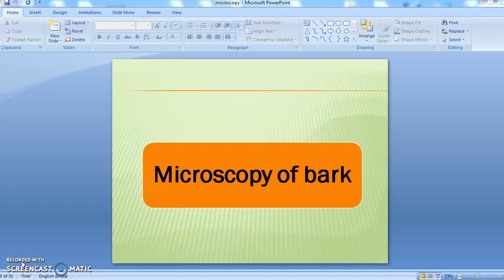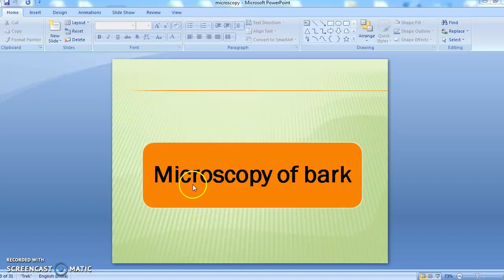Hello, my dear student. Today we will discuss the microscopy of bark. Previously, we saw the microscopy of a leaf, seed, and stem. In the bark category, we can consider two drugs, cinnamon and cinchona.